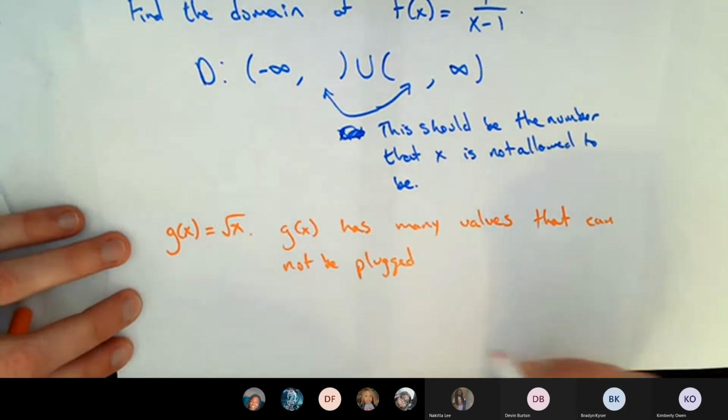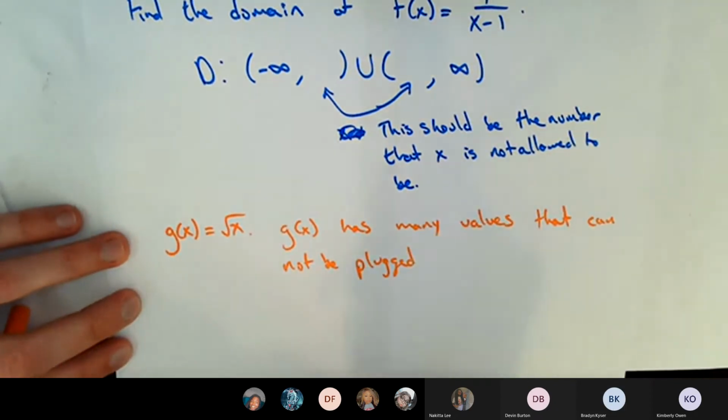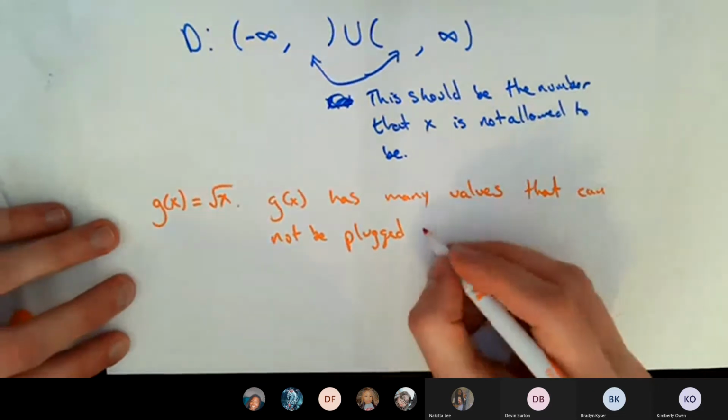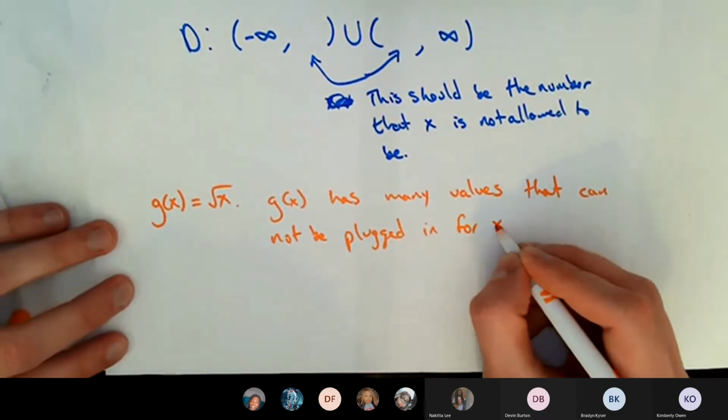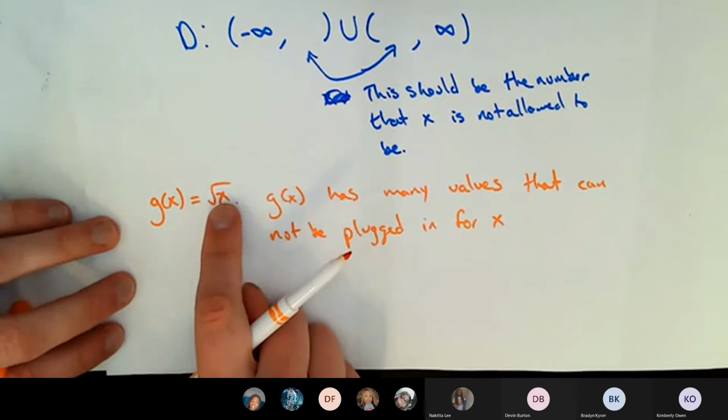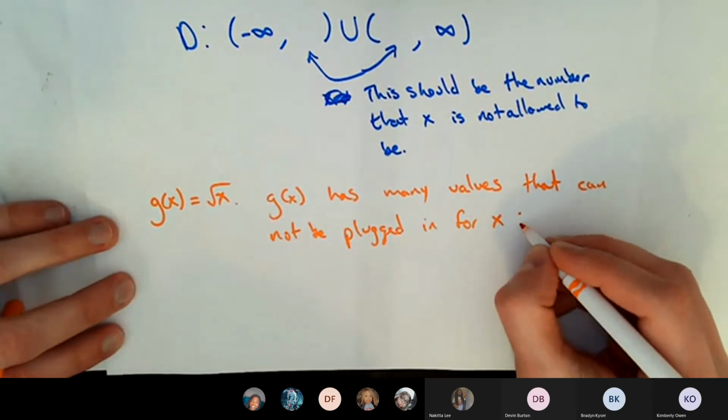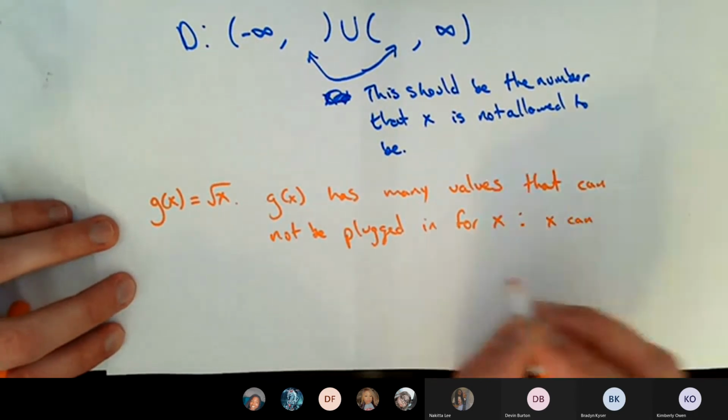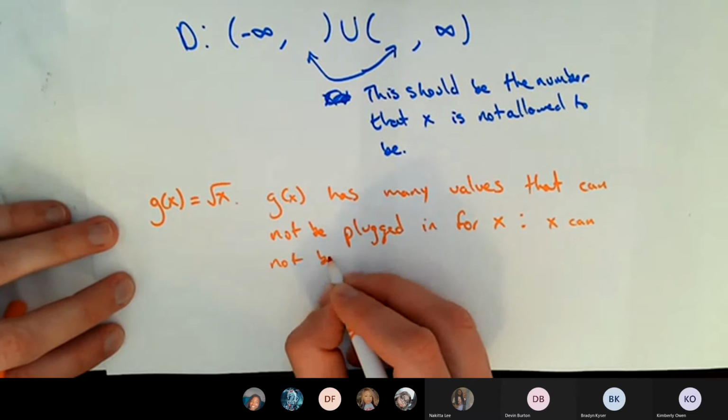For f of x, it was can't divide by 0, right? So that was just one particular number. Now here, g of x has many values that cannot be plugged in for x. Namely, you cannot have negatives under a square root. X cannot be negative.